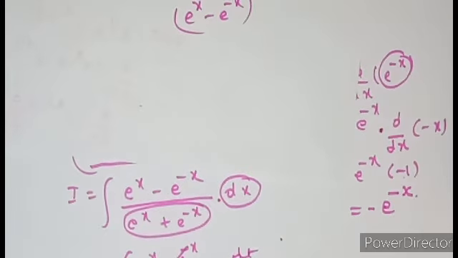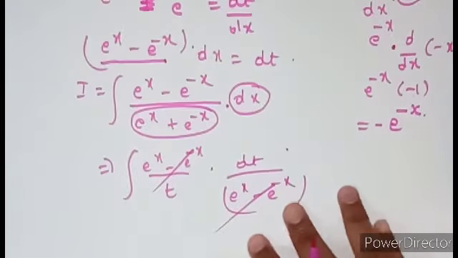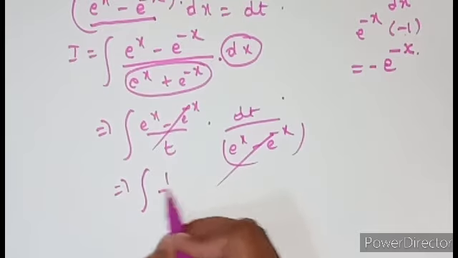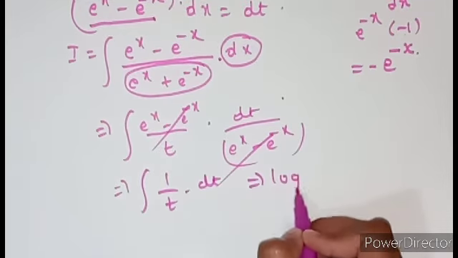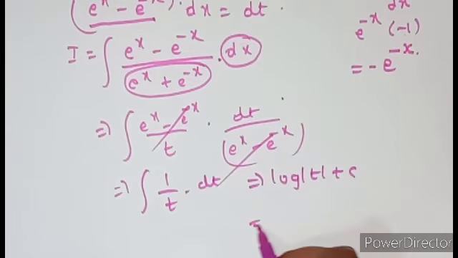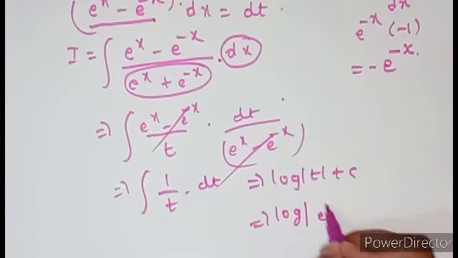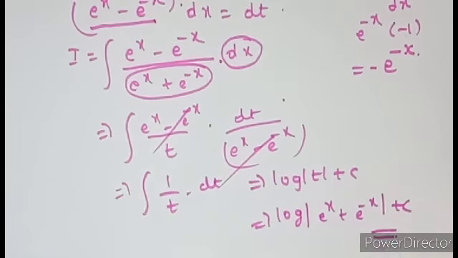Now these two get cancelled. Now the integral of 1 upon t dt. The integral of 1 upon t is log mod t plus c, and here what we have taken t as? We have taken t as e raised to x plus e raised to minus x, plus c. So this is the required answer.